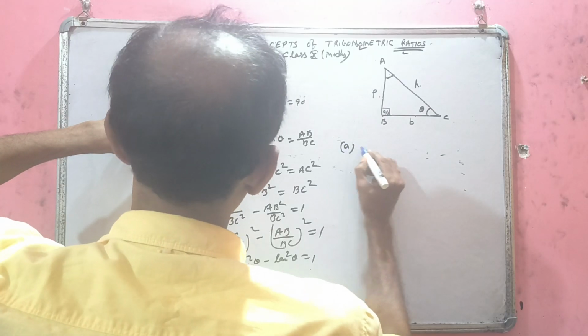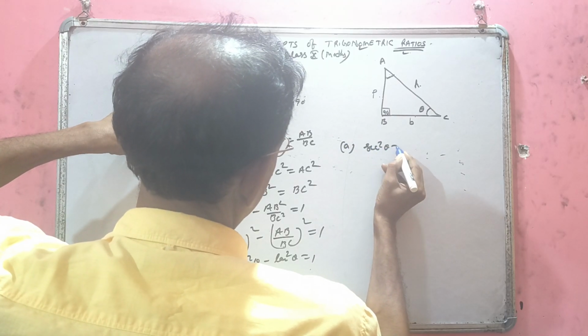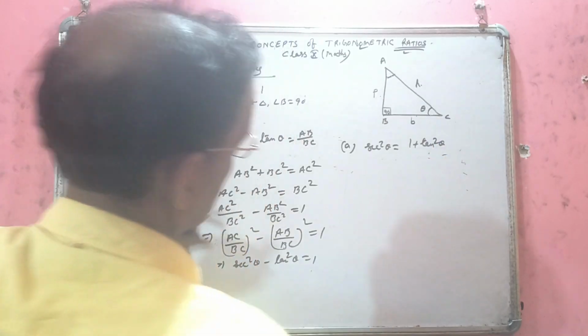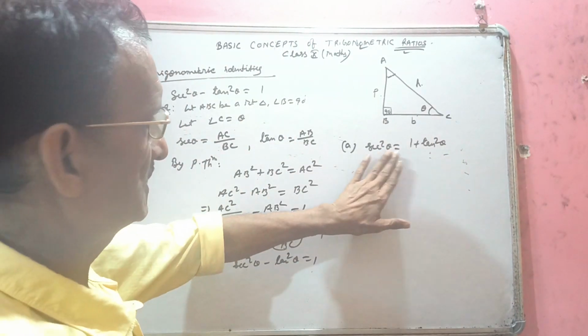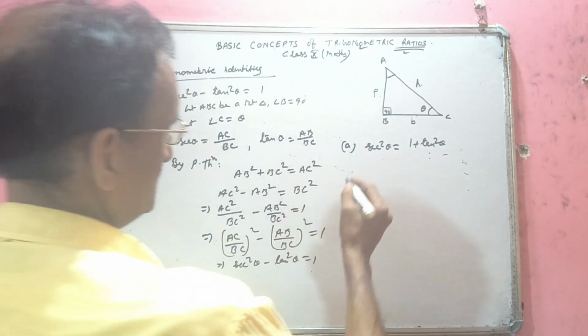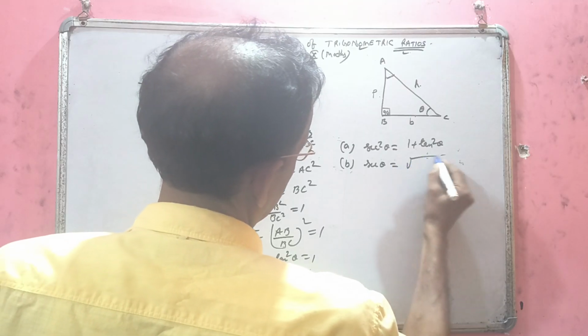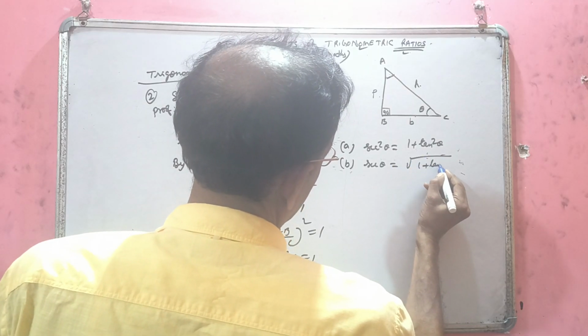Number A, sec square theta is equal to 1 plus tan square theta. If you need to convert sec in terms of tan, this identity will help you. If you need only sec theta, you can write sec theta equal to under root 1 plus tan square theta.